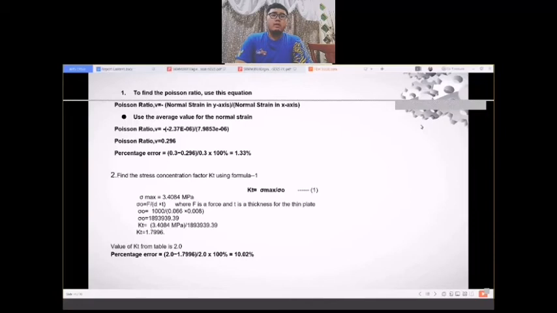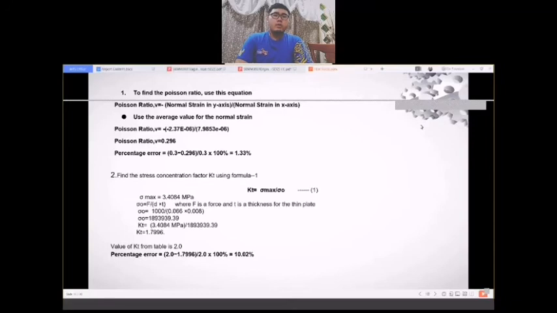Before that, we must use this equation: Poisson ratio is equal to negative normal strain in y-axis over normal strain in x-axis. And we use the average for the normal strain, and we substitute it into the equation, and we will get the answer 0.296 for the Poisson ratio. And the Poisson ratio that is given in the equation is 0.3. And after that, we calculate the percentage error, and we get only a small percent, which is 1.33%.